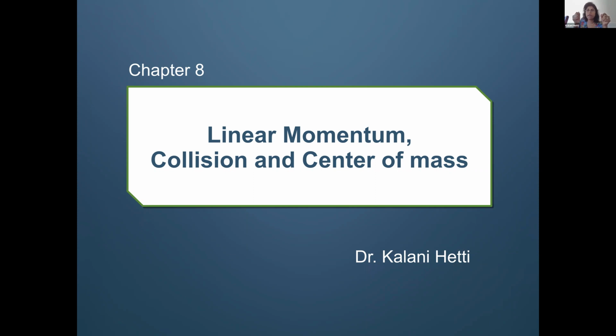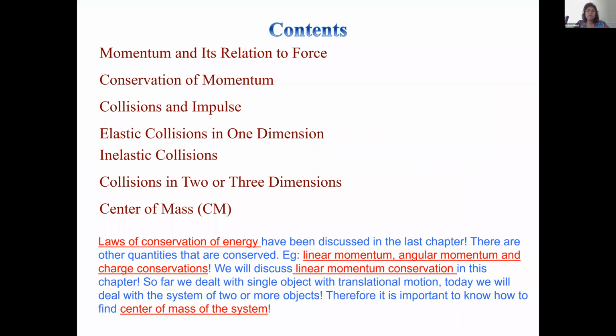Simple example, if I have two masses here and here, what is the center of mass of this system? That system's center of mass is not in this one, not in this one. It should be in between. If this one is heavier, then your center of mass will be closer to this object. Right? So that kind of thing we're going to discuss at the end of this section. Okay, let's first move into the momentum.